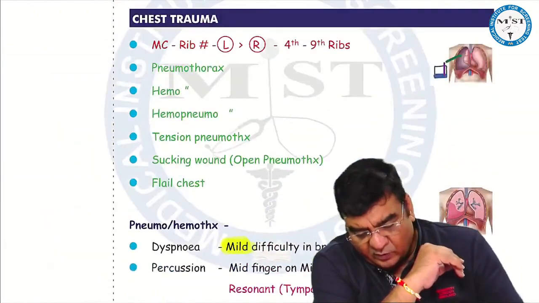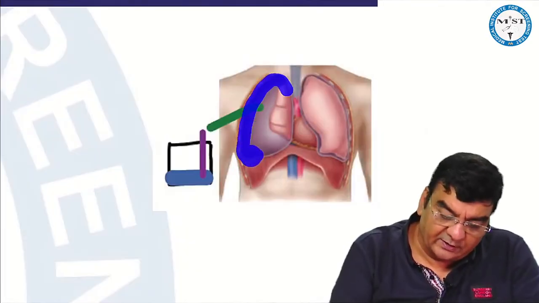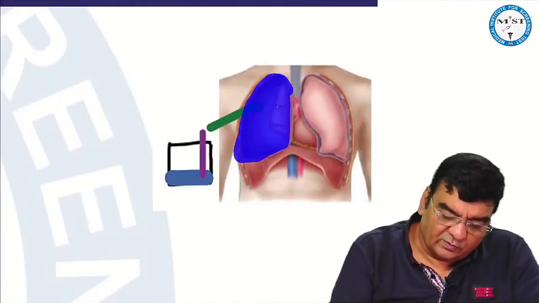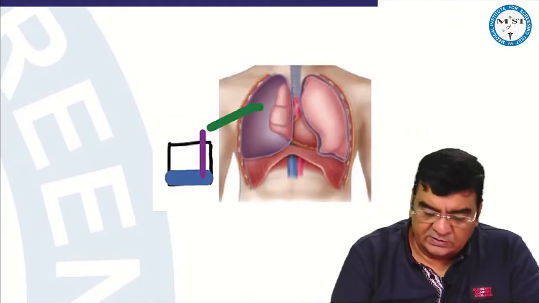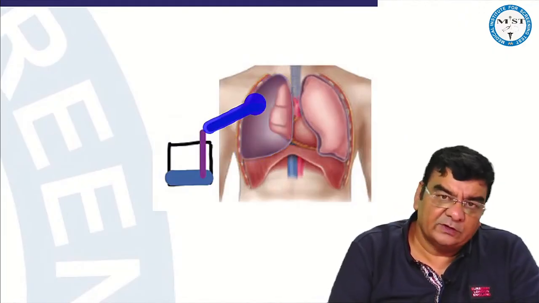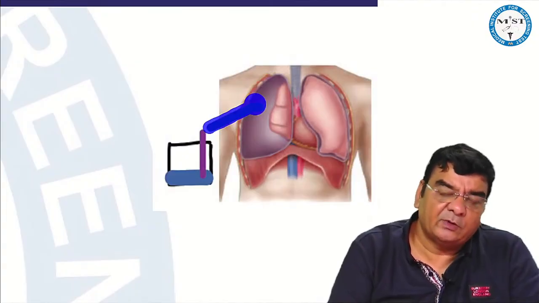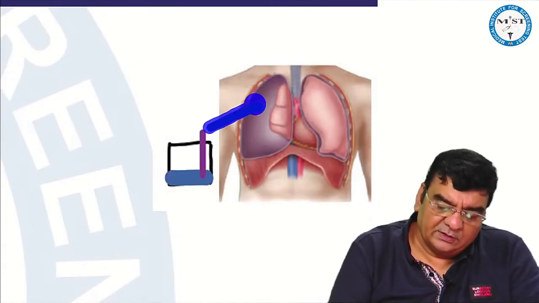In the treatment, what we want to achieve, we want that this lung should expand. This is what we want to achieve. To do this, we should put the intercostal tube drain in the 4th or 5th intercostal space, just anterior to the mid-axillary line, along the upper border of the lower rib. Generally 28 to 32 French catheter is used.